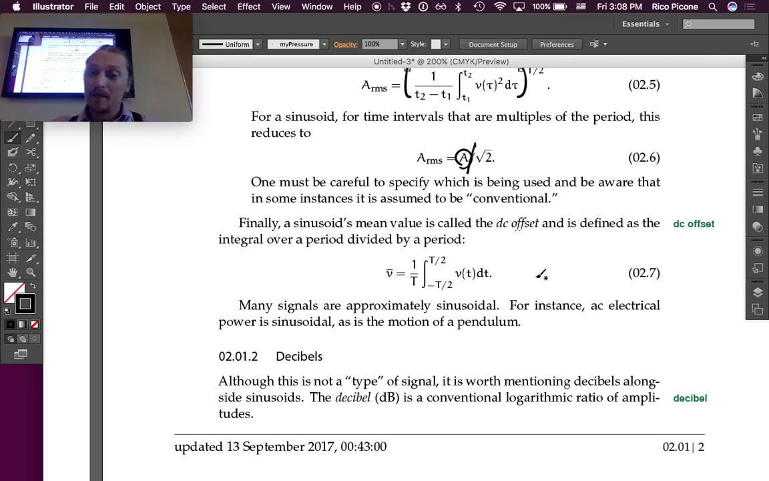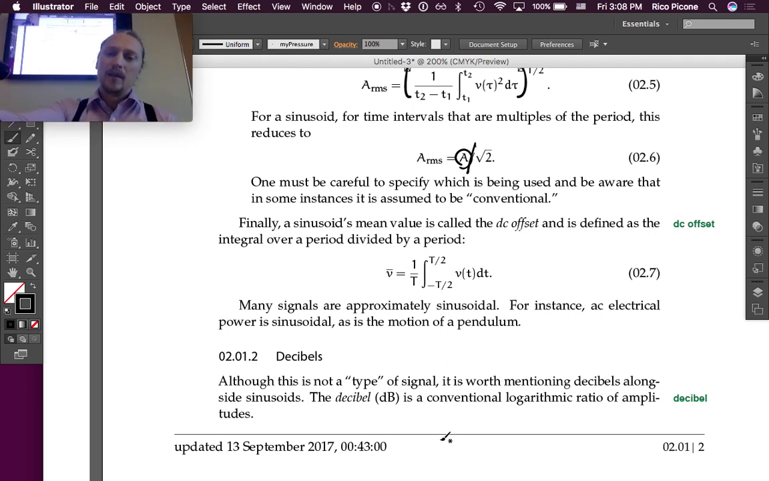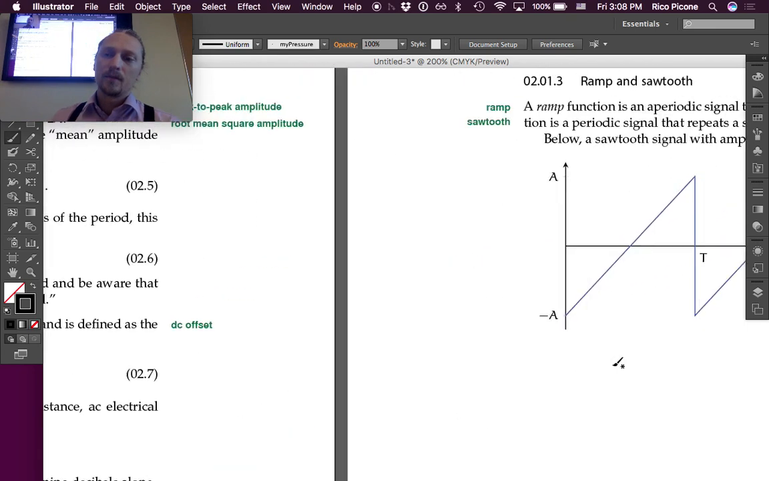So let's talk about decibels for a second. Although it's not a type of signal, and we were just going through a bunch of types of signals, I'm going to pause and mention decibels alongside sinusoids. The decibel, dB, is a conventional logarithmic ratio of amplitudes.